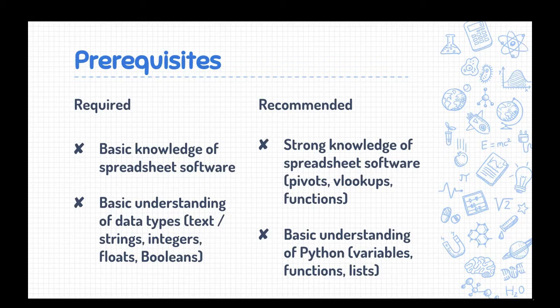So there are two sets of prerequisites for this course, required and recommended. As far as the required set on the left, a basic knowledge of spreadsheet software is required. What that means is that you should have played around with Excel at some point before. If you have never played around with spreadsheet software, if you don't know how rows and columns operate, or basic things like sum or average functions, this course will be quite challenging for you to take on.